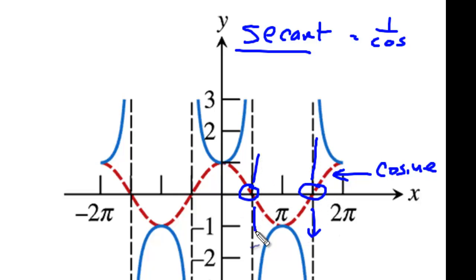Cosine is 0, we have an asymptote. And for the secant, when cosine is 1, we'll have 1 over 1, and the secant is 1. So when cosine is 1, the secant is 1. And if cosine was negative 1, that would make the secant 1 over negative 1, or negative 1.